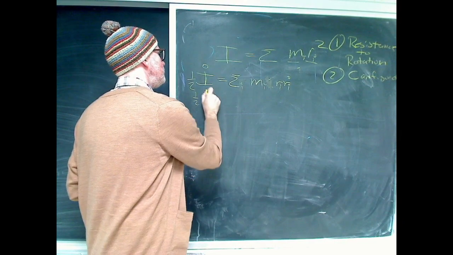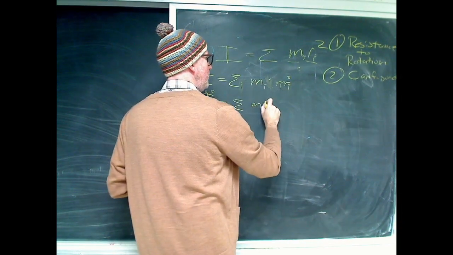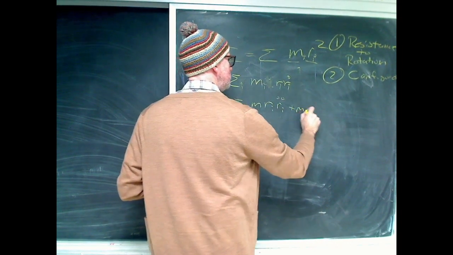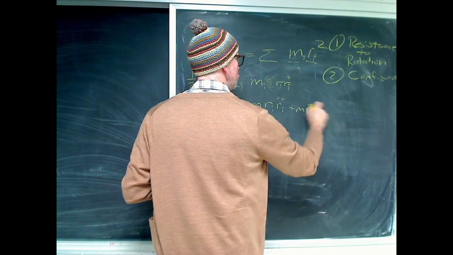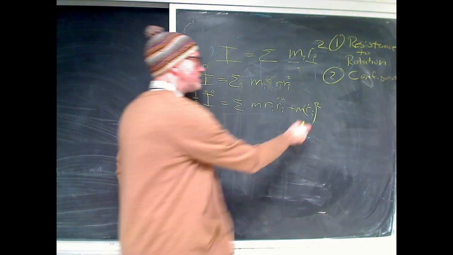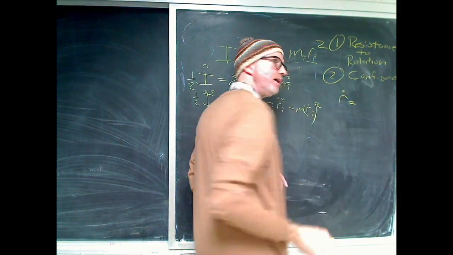Let's take the second derivative of this, and this is what? Second derivative of this is going to be m r_i double dot plus m r_i dot squared. What's this? What is r_i dot? R dot equals.